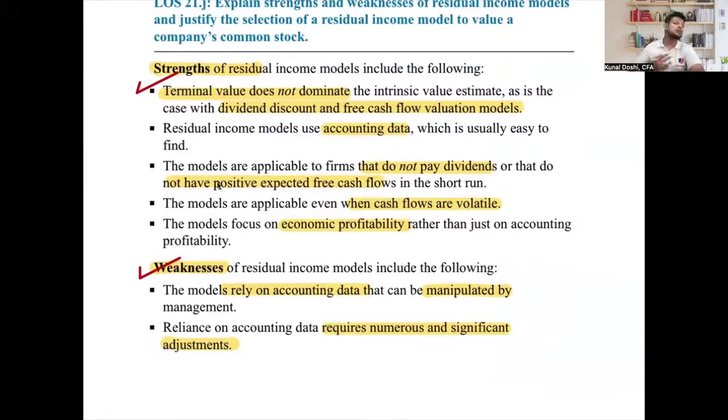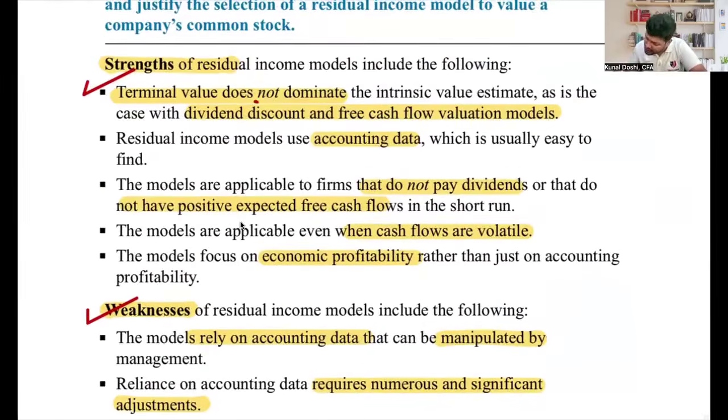Here, the residual income approach, as I said, has relatively less forecast error, and that is perhaps going to be the biggest asking point for them in exam, what is the biggest strength compared to the two other approaches. So we'll have to compare them with the other approaches. First of all, terminal value does not dominate the intrinsic value. So therefore, there is less chance of error, correct?